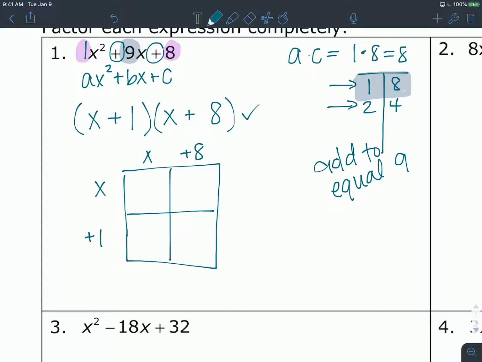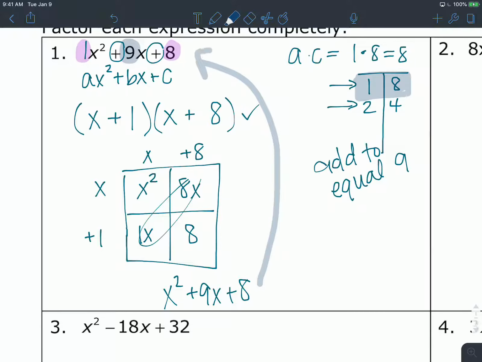So we're going to have x times x for x squared. Then we're going to have 8 times x, which is 8x, 1 times x, which is 1x, and 1 times 8, which is just 8. Then we combine our like terms, the 1x and 8x. So it's going to give us x squared plus 9x plus 8. Once we check that these two answers match, then we're good to go. So once you factor it, you're going to multiply it back out and double check your answers. Those match, so we are good. They need to match.